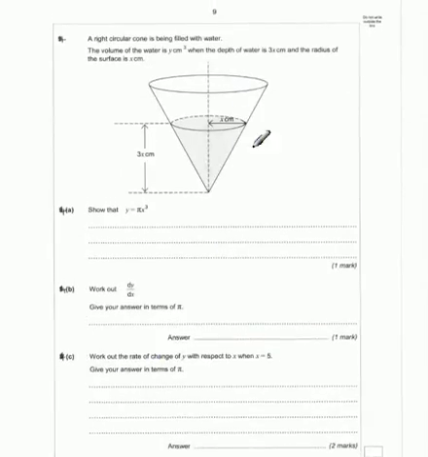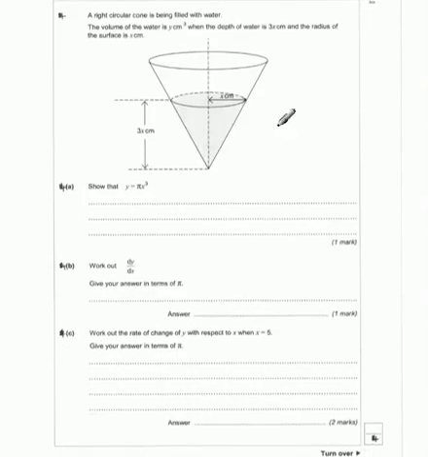Question 4 is to do with this cylinder and the volume of water in it. So y is the volume that we have, and we're going to show that it is equal to this equation. So we've got the radius and we've got the height or the depth here, and we know that the formula for the volume is 1/3 pi r squared h.